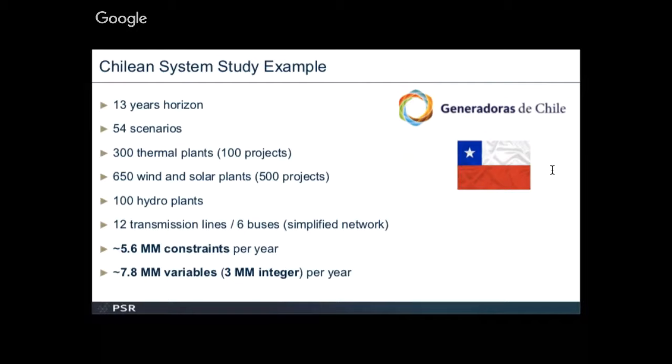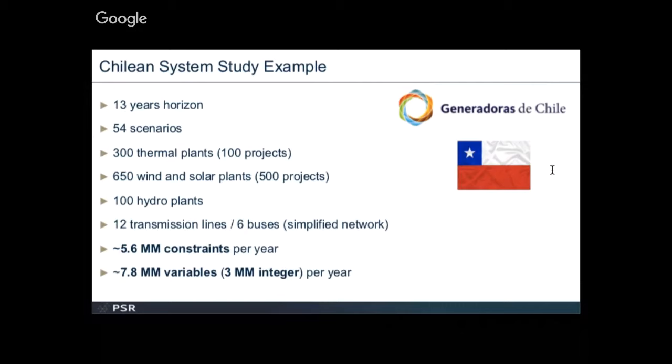When we are solving an expansion planning model, we usually simplify the network, because it's good practice to simplify the network in order to take expansion planning decisions, and it makes the problem more tractable, more efficient. And all of this together leads to about 6 million constraints per year, 8 million variables, 3 million of which are integers. So it's a huge problem.